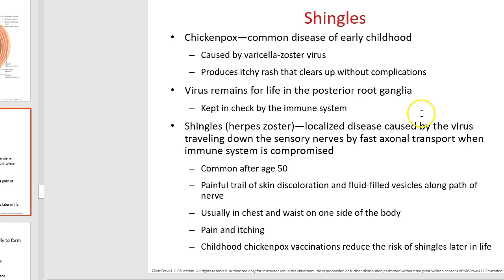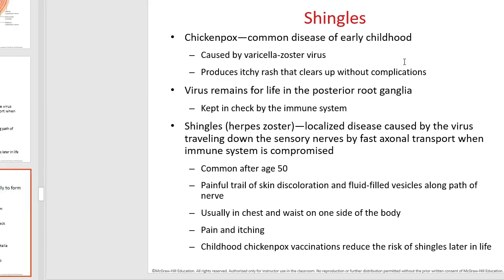Now, the thought is if you have chickenpox as a young child, that you won't have shingles as you get older. Shingles we usually see with the older population, the geriatric population, and we also see it with people who have weaker immune systems. So the herpes zoster localized disease is caused by the virus. Again, it goes down to sensory neurons. It's common after age 50. You usually see it in the chest and the waist on just one side of the body.